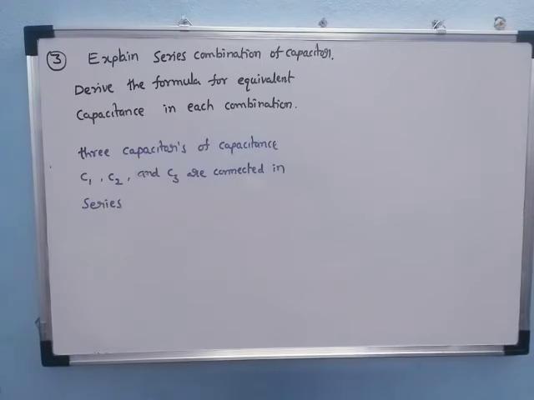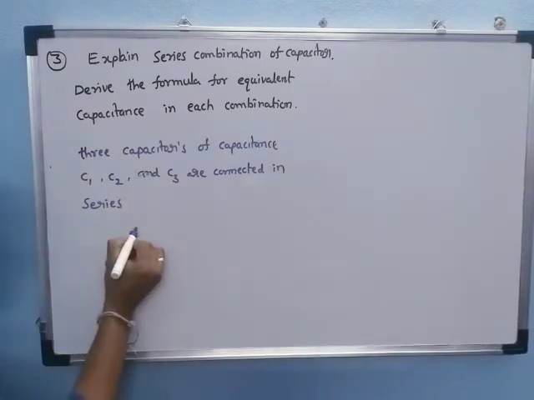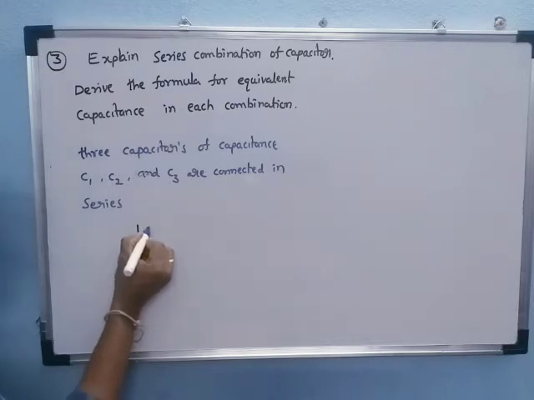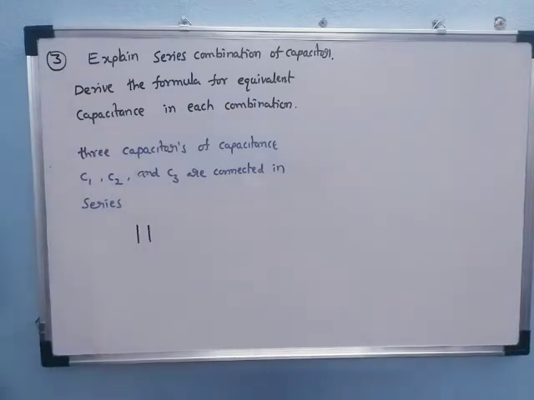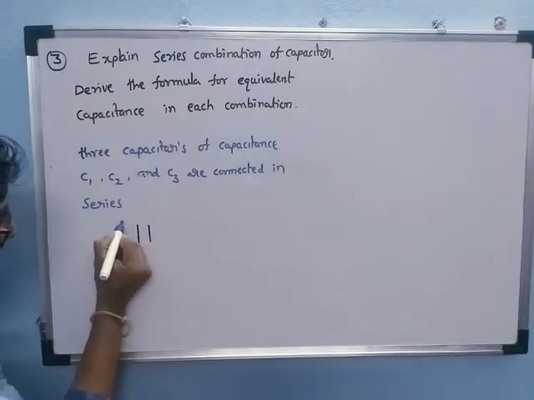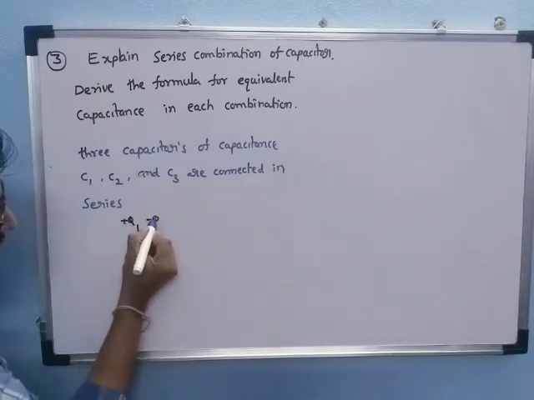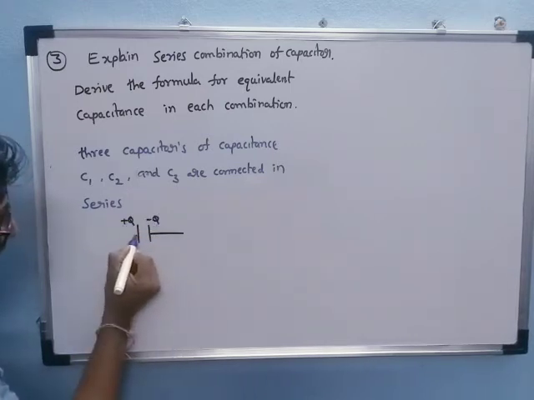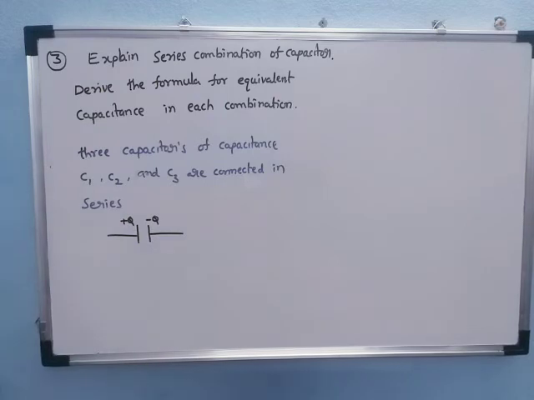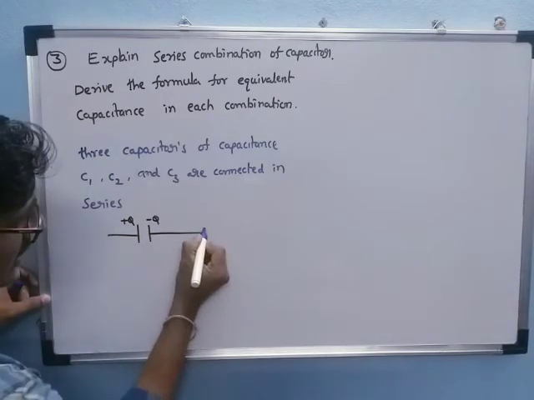We have three capacitors. Each capacitor has two plates, one with positive charge and the other with negative charge. This is the first capacitor, and this is the second capacitor.